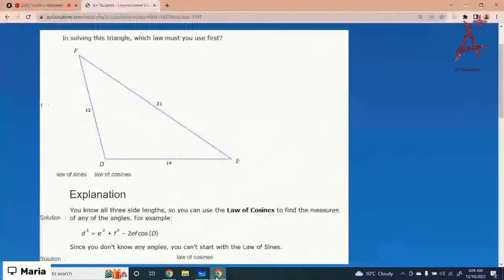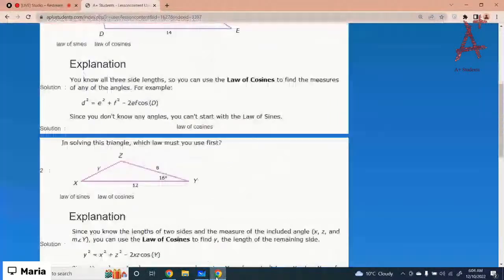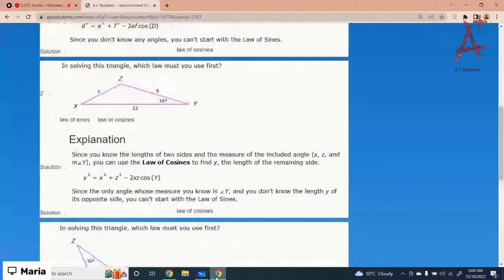Okay, so let's just do another example. You are given two of the sides and one of the angles. Got it? And the angle is in between the two given sides. In this case, you always use the law of cosines.